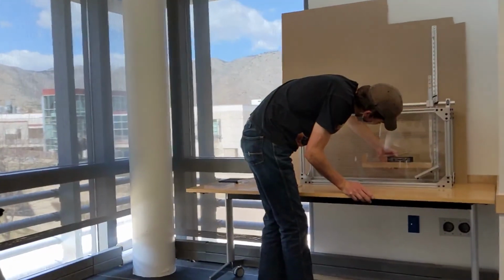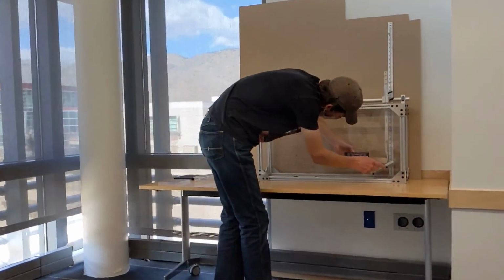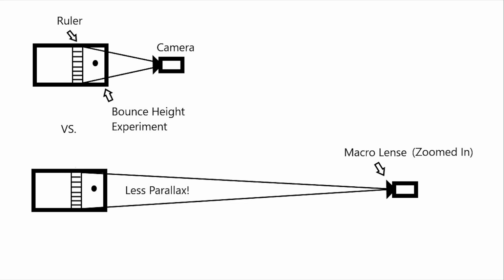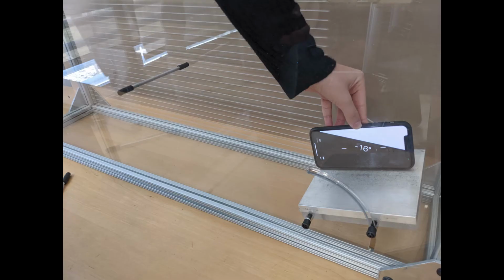Even though most of the errors here couldn't really be avoided, we could have done a couple things to make our results a bit better. We could have used a better camera with a macro lens like I mentioned earlier, and we probably could have used a better angle measuring device because the iPhone angle just wasn't very precise.